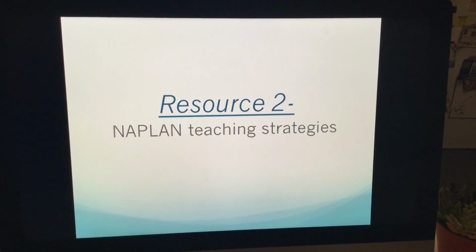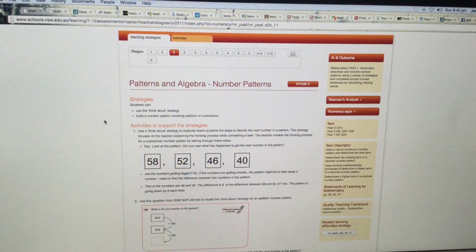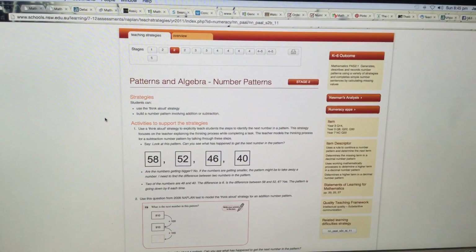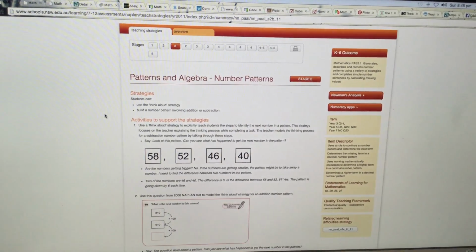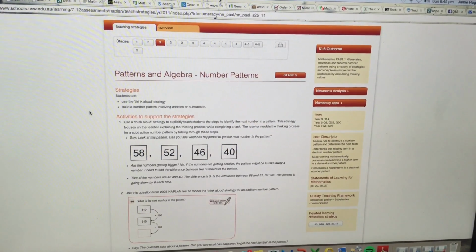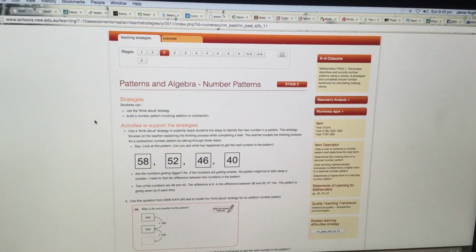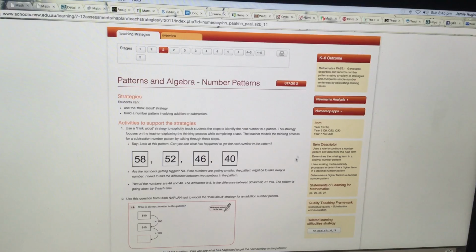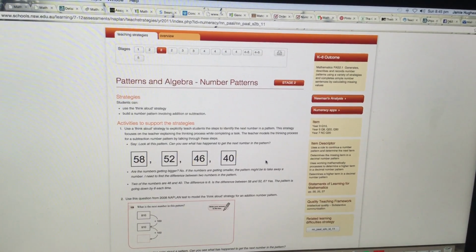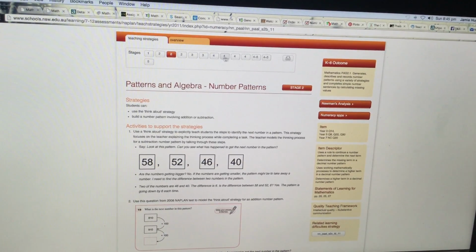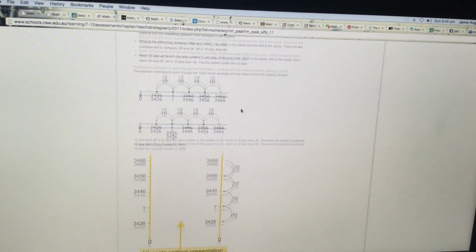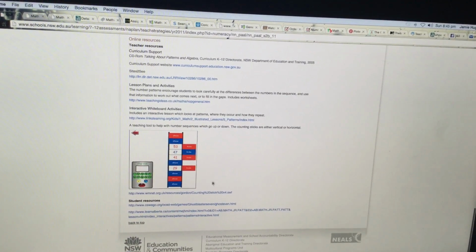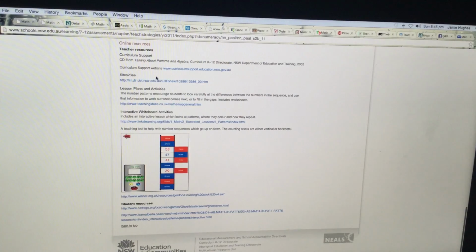Resource 2, NAPLAN Teaching Strategies. NAPLAN Teaching Strategies is a website that can be used for teachers to understand how to teach number patterns to their students. This website includes a number of things: the outcome, the item descriptors, which is content descriptors, and the different stages across the different years. Also, as an added bonus, different links to different resources that can be further used to extend their knowledge.